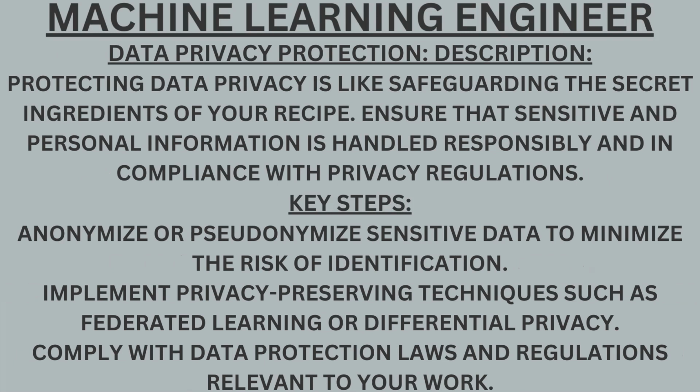Data privacy protection. Description. Protecting data privacy is like safeguarding the secret ingredients of your recipe. Ensure that sensitive and personal information is handled responsibly and in compliance with privacy regulations. Key steps. Anonymize or pseudonymize sensitive data to minimize the risk of identification. Implement privacy preserving techniques such as federated learning or differential privacy. Comply with data protection laws and regulations relevant to your work.